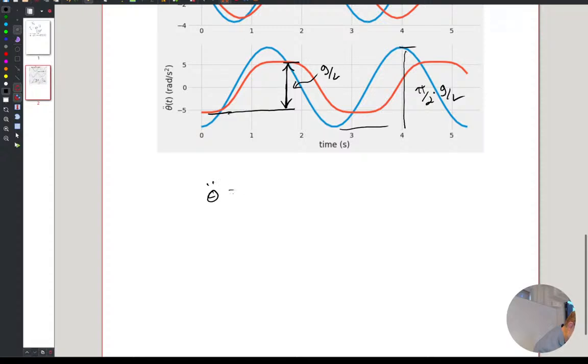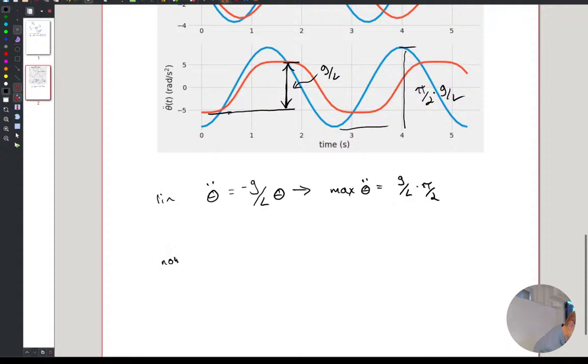Theta double dot equals negative g over L times theta. Theta is going 90 to 90, 90 to negative 90. So max theta double dot equals g over L times pi over 2. Whatever the biggest angle is, that's my biggest acceleration. And this is that linear one.